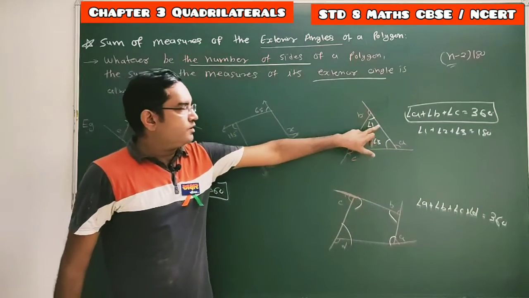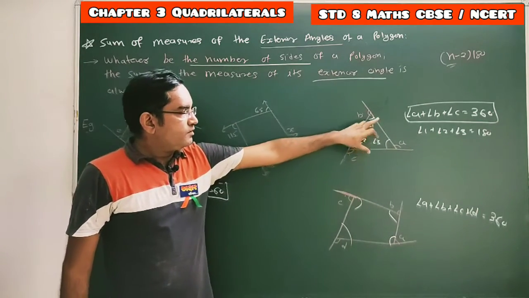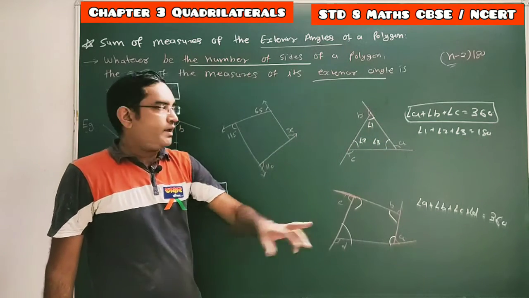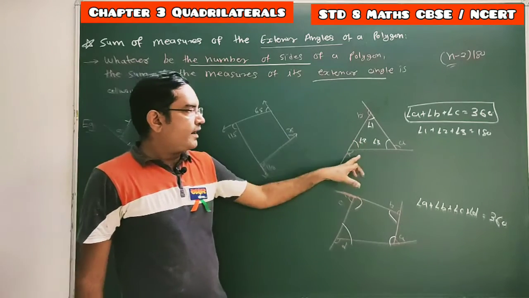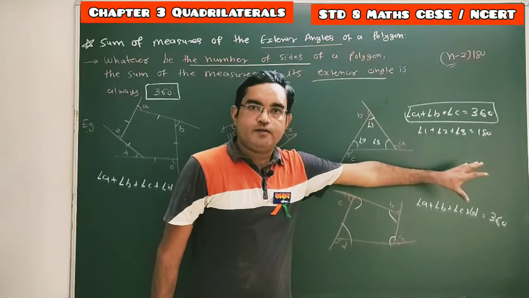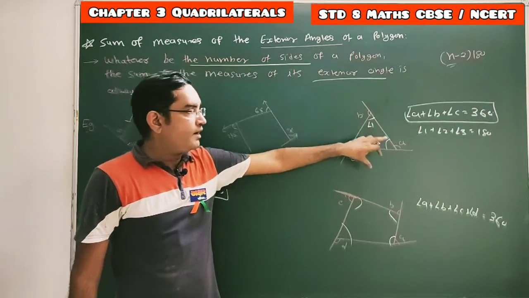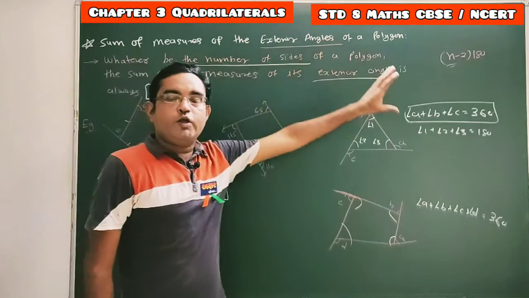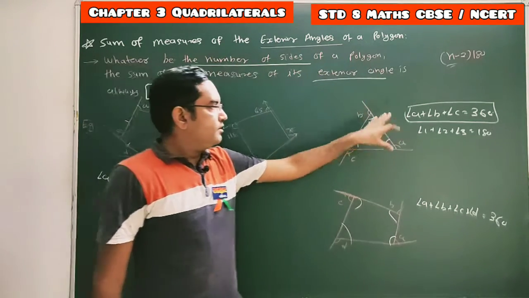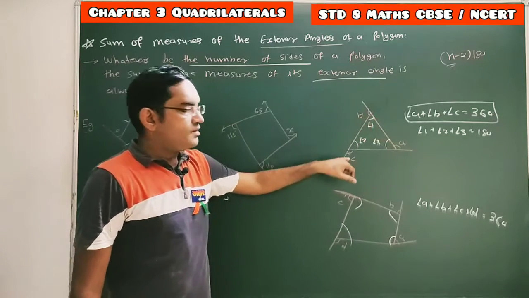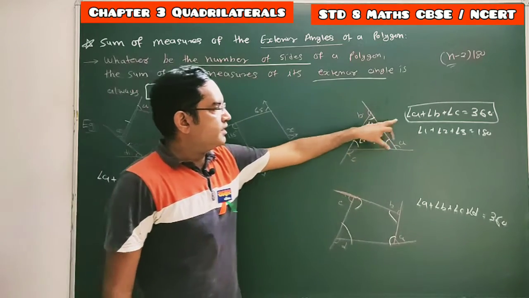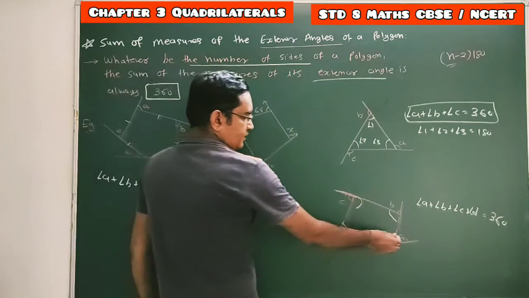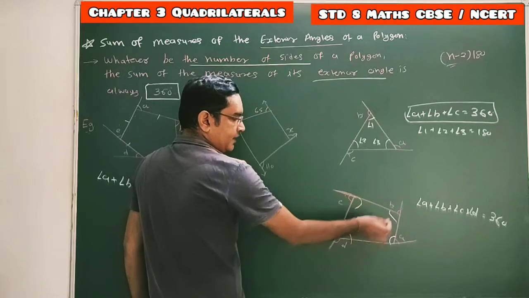For this triangle, a total of 3 sides are there, and angle 1, angle 2 and angle 3 can be considered the interior angles. So the angle sum property of interior angles says that for a triangle their sum is always 180 degrees. But the sum of measures of exterior angles of a polygon, irrespective of the number of sides, that is A plus B plus C, the exterior angles of this triangle, is always 360 degrees. Clear, students?